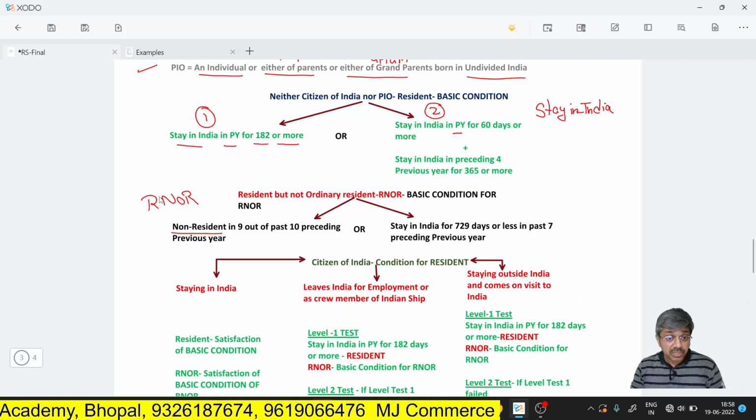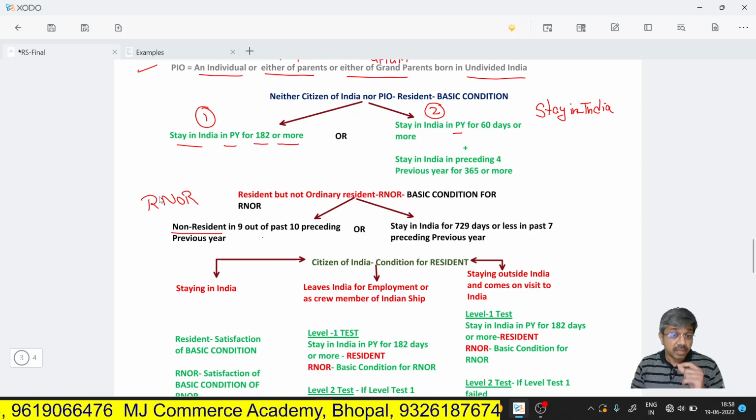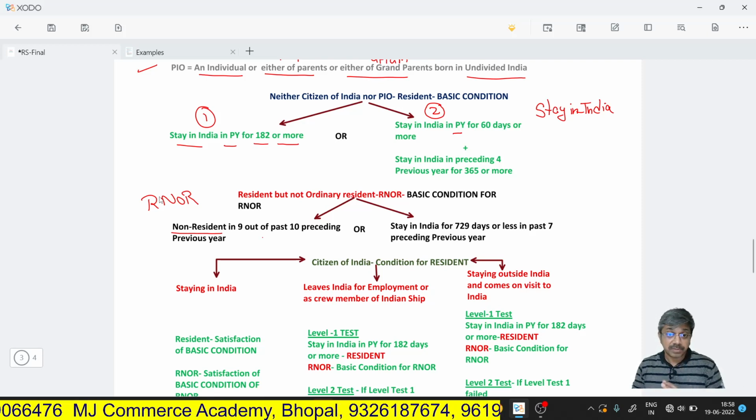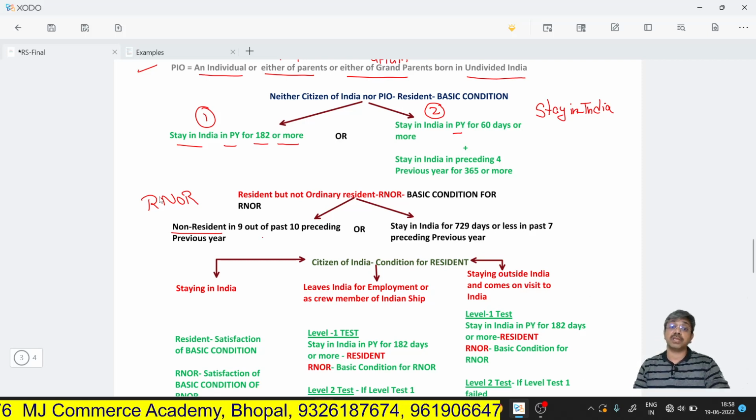Similarly, if an individual is not satisfying this condition, but is satisfying this condition, provided the individual stays in India for 729 days or less in the past 7 preceding previous years, in that case also his residential status will be resident but not ordinary resident. Means if an individual, after being deemed a resident, we need to further classify whether ordinary resident or non-ordinary resident.